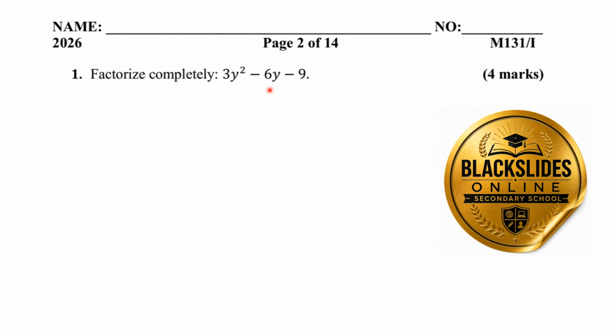So suppose you faced this in an exam. What would you have done? What would you do to factorize 3y squared minus 6y minus 9?